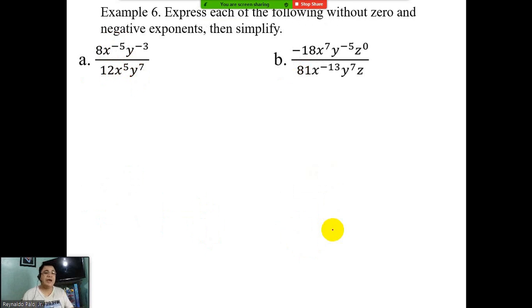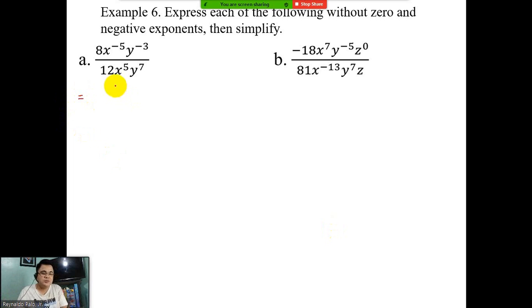Next, in your examination, of course, you are going to encounter this complex type of examples. Express each of the following without zero and negative exponents, then simplify. Letter A, we have 8x raised to the power of negative 5, y raised to the power of negative 3, over 12x raised to the power of 5, y raised to the power of 7. So we need to simplify first the whole numbers. We have 8 and 12. Get the common factor, or you can actually use your calculator. Common factor is 4.